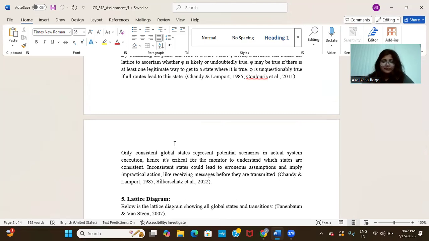So here, the monitor needs to be smart, and it has to look at real possible states. As here you can see, inconsistent states could lead to enormous assumptions before they are transmitted.